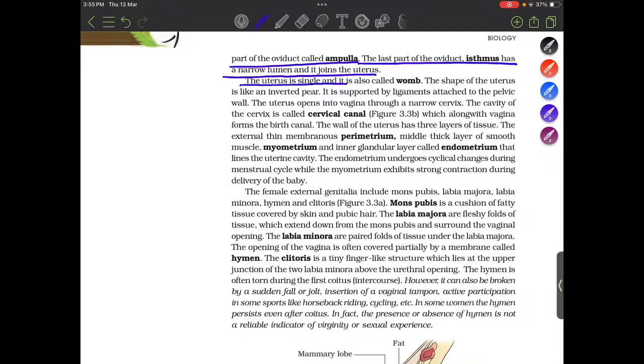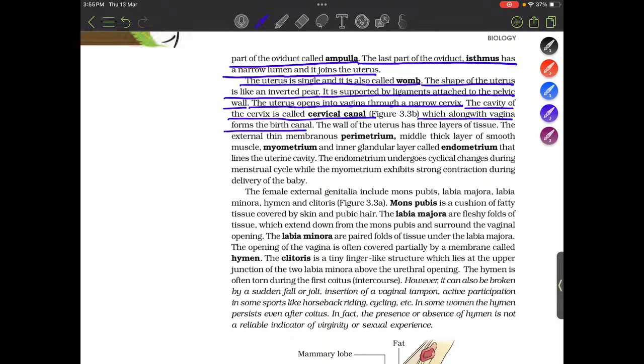The uterus is single and is also called the womb. The shape of the uterus is like an inverted pear. It is supported by ligaments attached to the pelvic wall. The uterus opens into the vagina through a narrow cervix. The cavity of the cervix is called the cervical canal, which along with the vagina forms the birth canal.